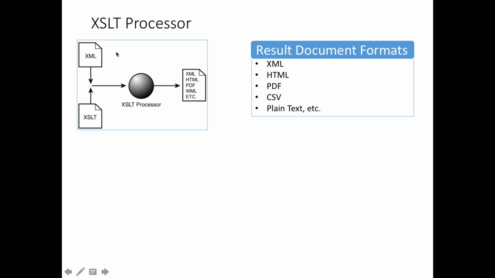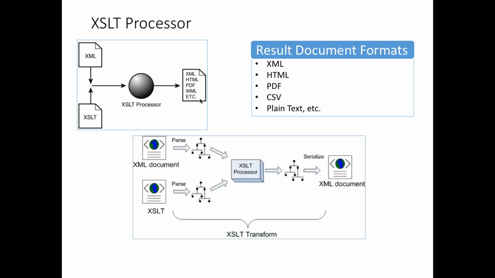That XML we have as input, and we are adding XSLT to that. With the help of the XSLT processor, we're converting it into the output form, which is XML, HTML, PDF, WML, etc. Here also we can see we have this XML document with the XSLT, we are passing it, and we're doing an XSLT transformation, which will convert that into the XML document.